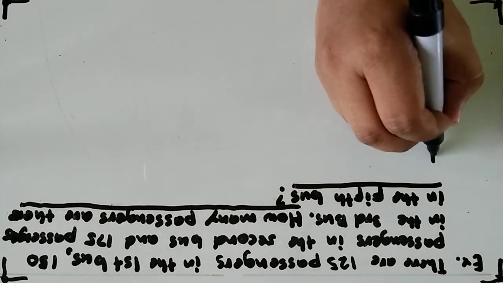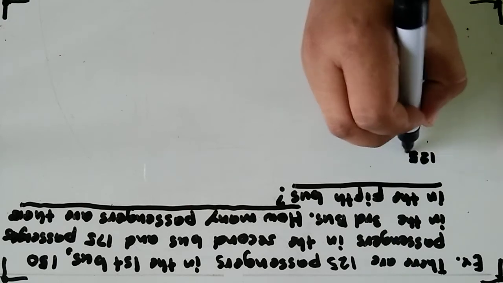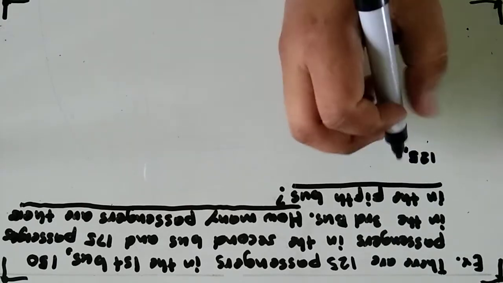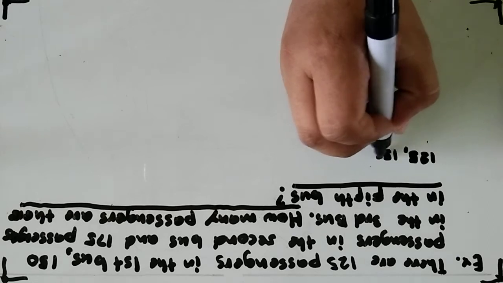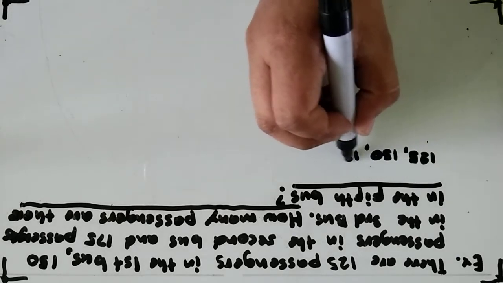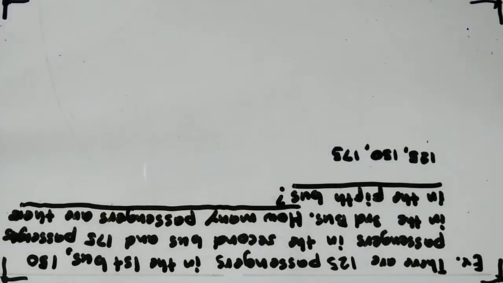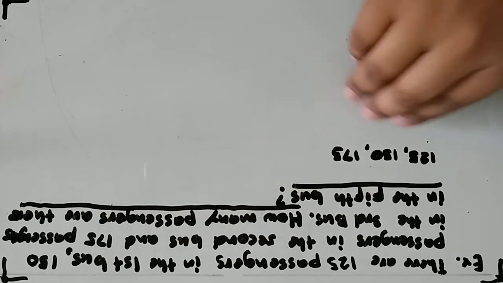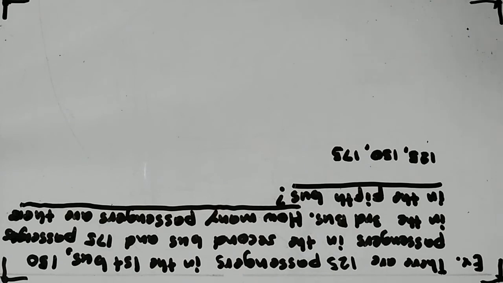So, ngayong alam na natin kung anong tinatanong, tingnan natin kung anong strategy ang magagawa natin. So, sa first bus, 125 daw ang passenger. Sa second bus is 150. Sa third bus is 175. I-identify natin kung ang sequence na nag-generate nito ay isang geometric sequence or arithmetic sequence. So, tingnan muna natin kung meron silang common difference.